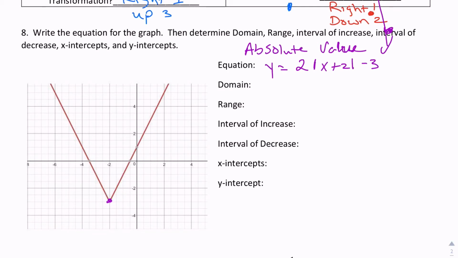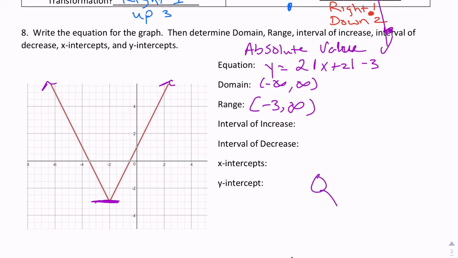All right, absolute value graphs have, first of all, these should have arrows. The domain is negative infinity to infinity. The range is low to high, so negative 3 to infinity. And notice I made a bracket at negative 3 because it's not an asymptote, it's not an open circle, and it's not infinity.